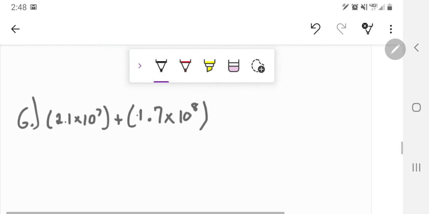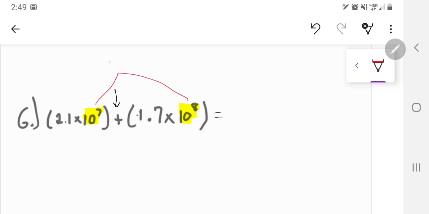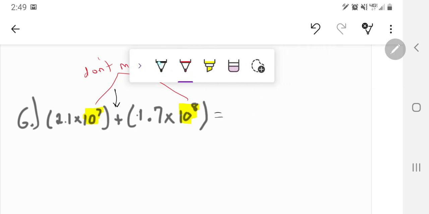Number 6, here we go. All right, so again, look here. We're doing addition, so go to that part of your notes. Now, we check to see if these match. They do not. They don't match. So what do we have to do? We got to get them to match.